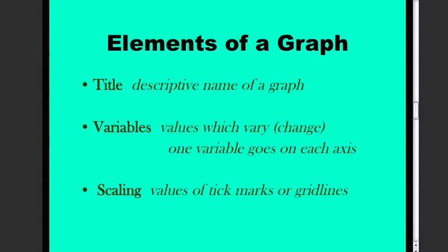As we saw today in class, there are three elements of a good graph. The first being a descriptive title, which tells the reader exactly what kind of data is being displayed on the graph. The variables should also be labeled on the X and Y axis. It will define for the reader what is happening, what value is changing on both axes, and the scaling are the numbers or the values of the tick marks or grid lines. Very important so that you can understand the story being told in the graph you're looking at.